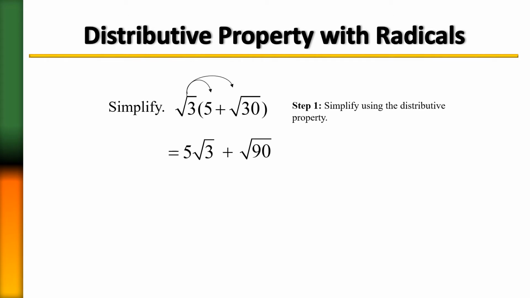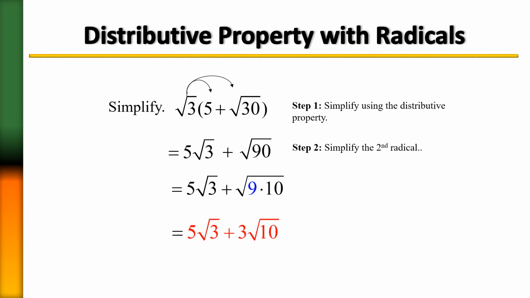Now at this point you cannot add them because the radicands are not the same, but we can go ahead and simplify the square root of 90, because it has a perfect square in it. 9 times 10 is 90. So let's go ahead and take the perfect 9 out. Square root of 9 is 3. It goes outside in front, which is going to give you 3 radical 10.